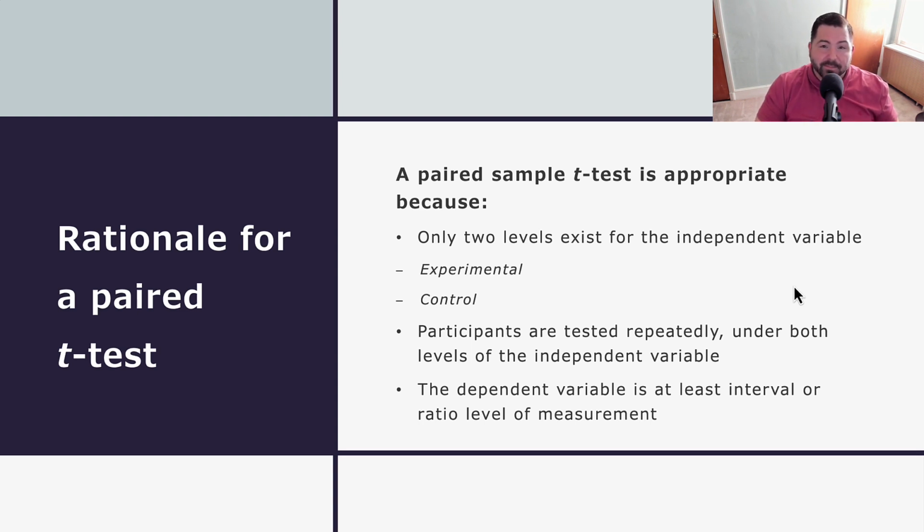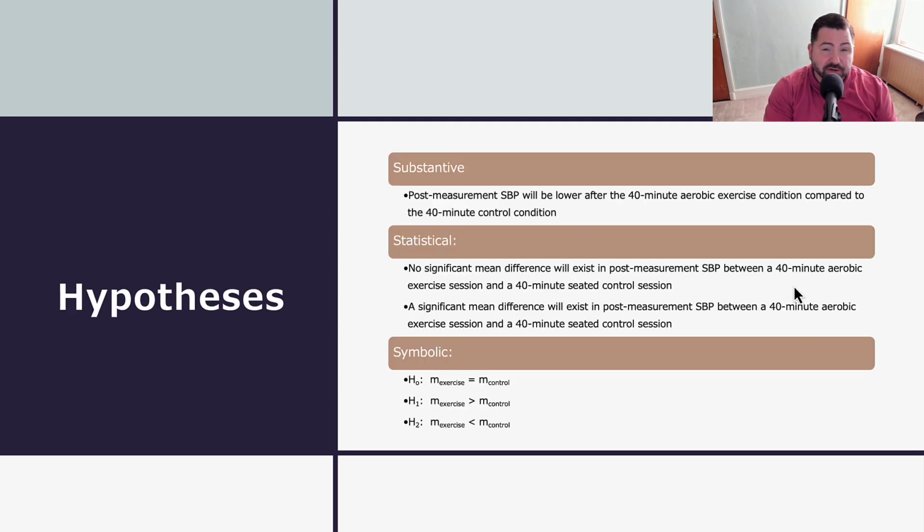And then lastly, our dependent variable of interest, our outcome variable of interest, has to remain interval or ratio level of measurement. So when we look at our hypothesis testing, what would our substantive hypothesis look like? Let's say that post-measurement blood pressure will be lower after 40 minutes of aerobic exercise compared to the 40-minute seated control condition, right? The statistical hypothesis is therefore going to say there's going to be no significant mean difference between the post 40-minute systolic blood pressure after comparing a control session compared to an aerobic exercise session.